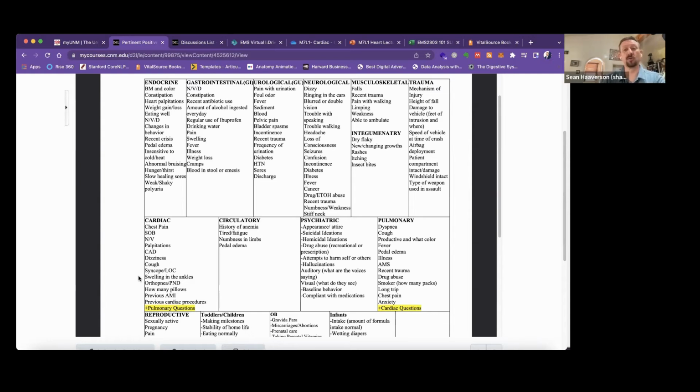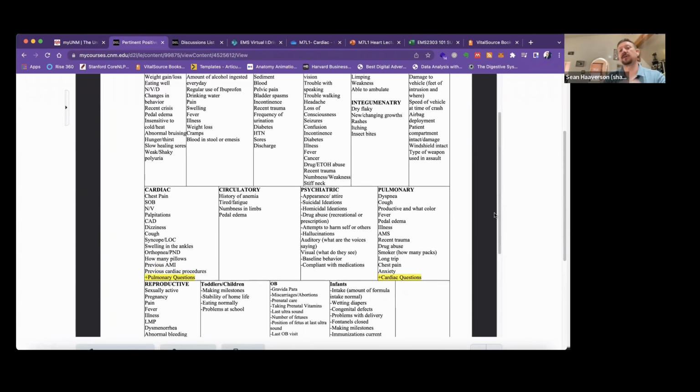And again, make sure it's clear whether or not these things are present. The rule is if you don't write it down, it didn't happen. So we assume that if you didn't write down that it was absent, that you didn't ask the question, not that it was absent. So you do have to document that it's absent. Okay, so pertinent positives and negatives.